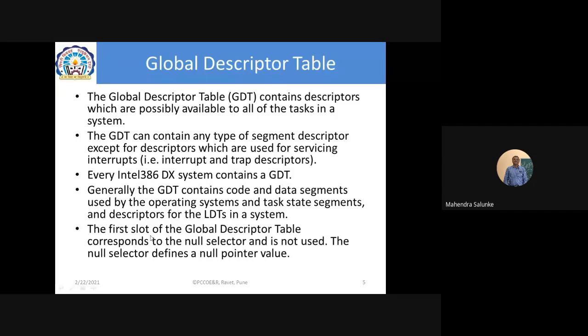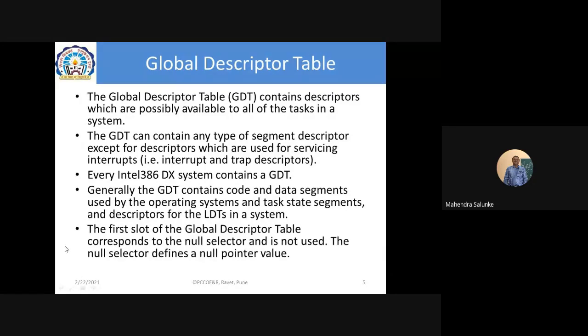Now in a GDT structure, the first entry of the GDT will not be used. The first slot of the GDT corresponds to the null selector and it is not used. So the first entry, meaning the first 8 bytes. Always remember, when we are talking about an entry or any descriptor, it will be 8 bytes in size. Never forget this. All right. Then we call that entry a null descriptor.